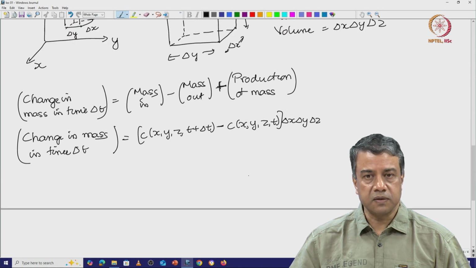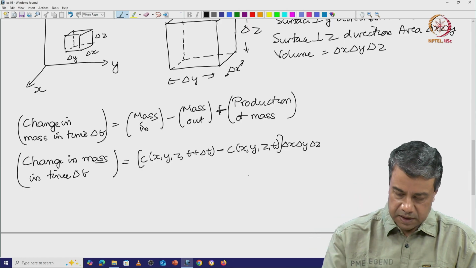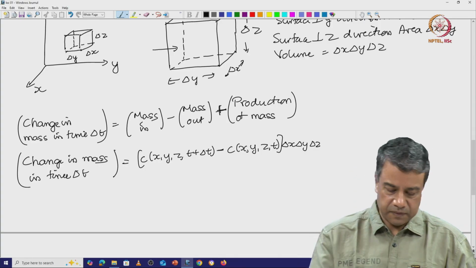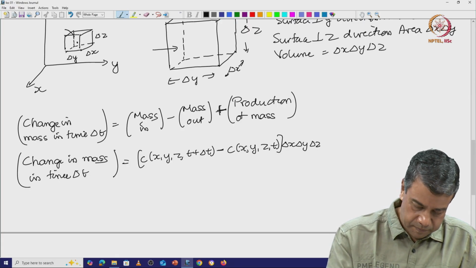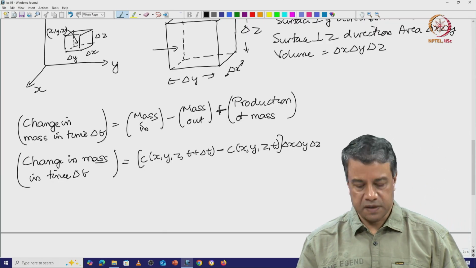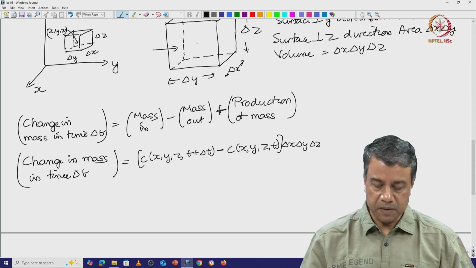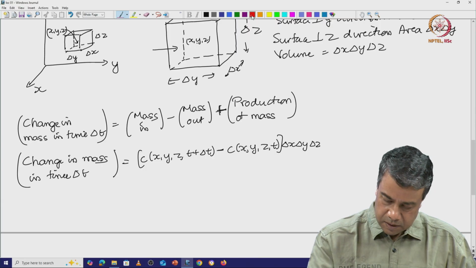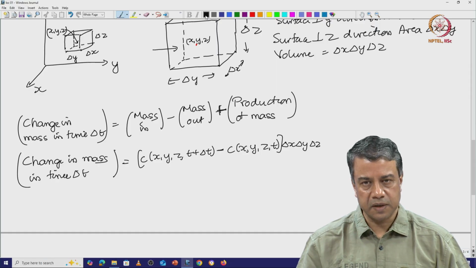So, let us look at the different components of the mass in and the mass out. First let us take the left surface. If I take the center of this volume at x, y and z, the left surface is at x, y minus delta y by 2, z, because the center is at x, y, z.